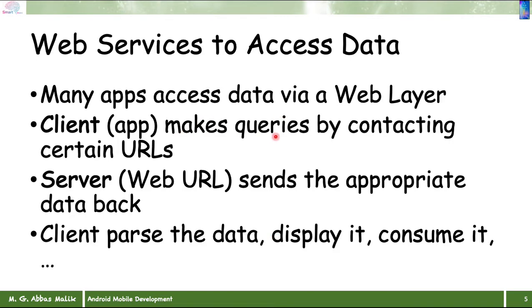So the client app makes requests by contacting certain URLs, and the web servers, which actually represent that specific URL, send the appropriate data or the response back, and the client can parse that data and display it or consume it or use it. In our case, we are using that specific data.